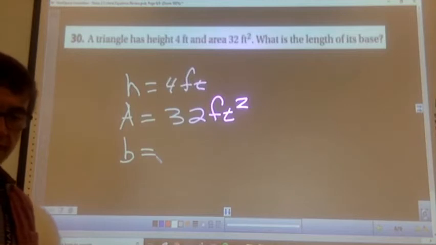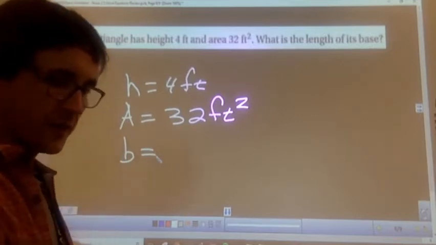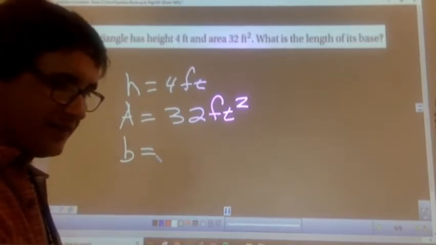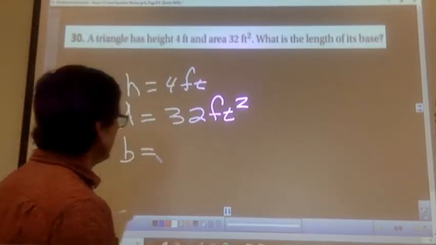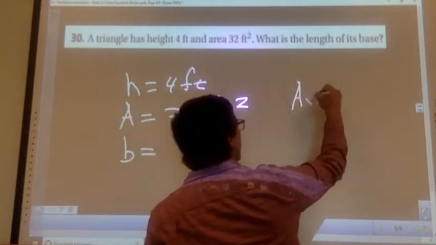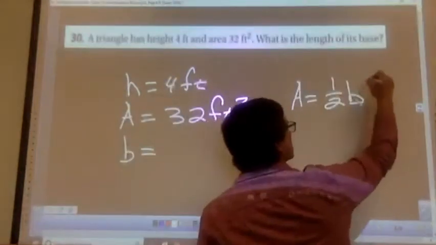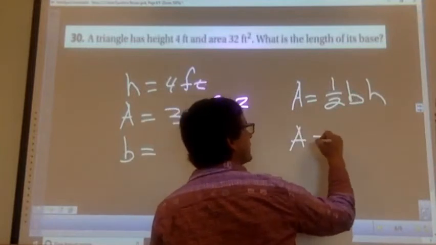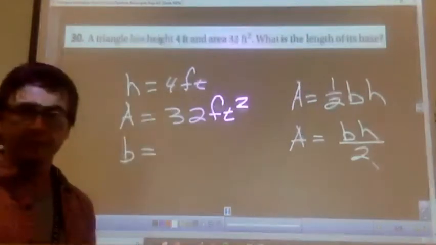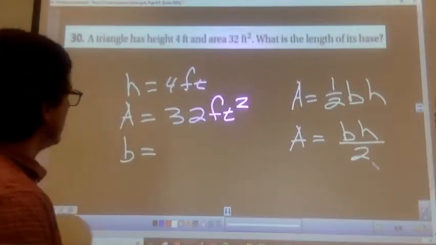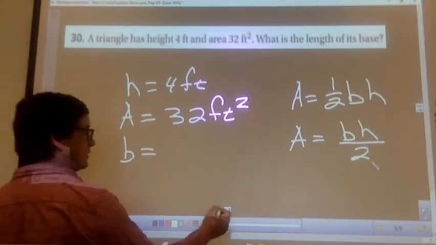What's the formula for area of a triangle? Somebody's going to tell me. Base times height divided by 2. Yes, base times height divided by 2, 1/2 base times height, any way you want to say it. So area of a triangle, you could write it like this. You could write it like that. Either way, doesn't matter. They're both correct.